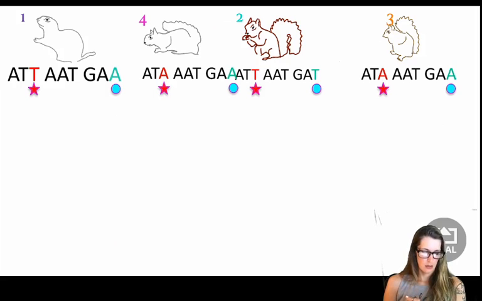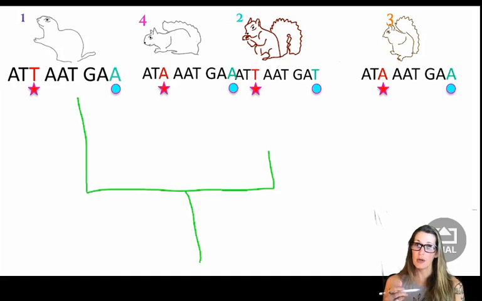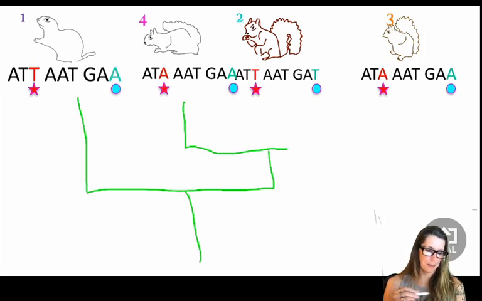Now, once again, our ground squirrel is our outgroup. And let's think about, what if we go over here to 4? What happens here? This one's different. This one's the same. Now let's look at our fox squirrel. That one is the same. This one is different. This one is different and the same.